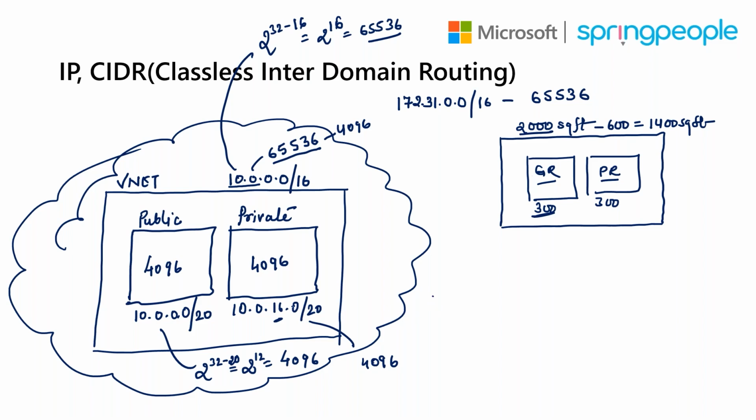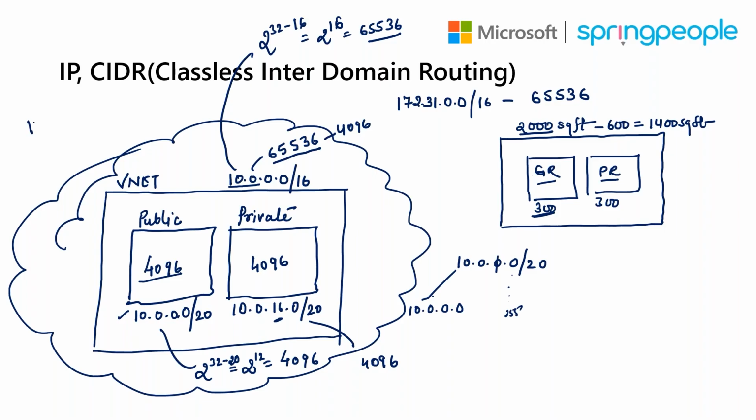So see, why 16, when I have already given 10.0.0.0/20 to my first subnet? So the IPs are blocked from 10.0.0.0. So how many IPs are there? 4,096. Start 10.0.0.0, 10.0.0.1, 2, 3, 4, 5, 6. After 255, what will happen? It will become 0 and it will become 1.